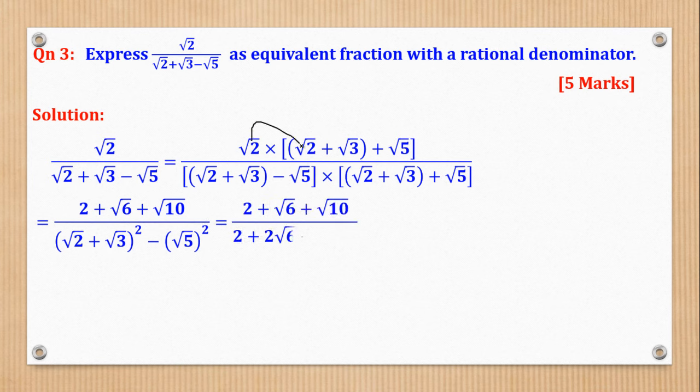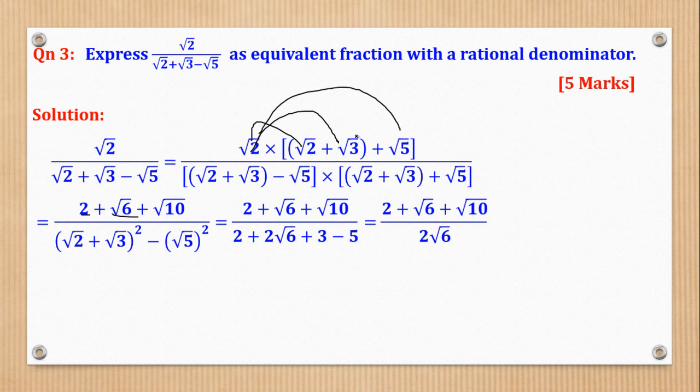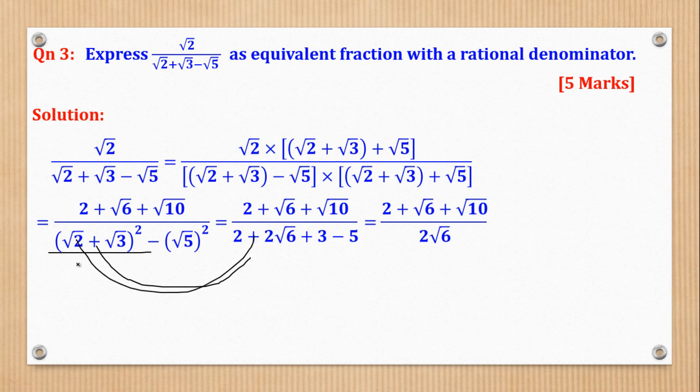Expand this 2 with this gives you this 2. This root 2 with this gives you this. And this root 2 with this gives you this. Then for the denominator, it is a difference of two squares. So it becomes this squared minus this squared. Then we expand again because we have to open this bracket. So this squared is here, this squared is here, then twice the product of these two is here. Minus this squared gives you 5.